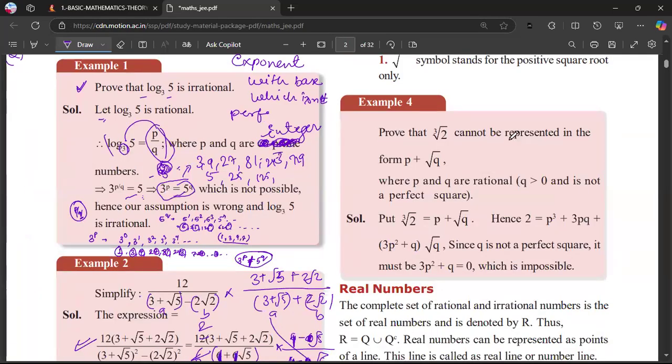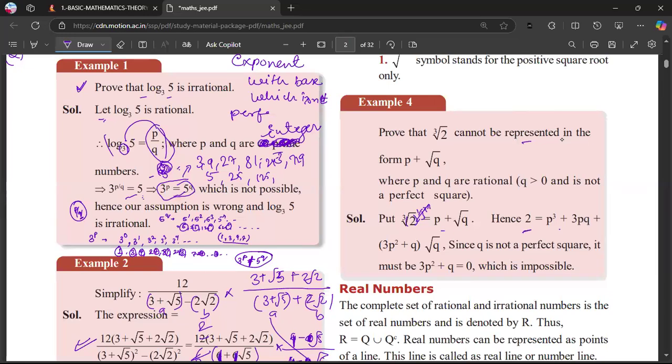Example number 4, prove that this cannot be represented in p plus root q form. Okay, so whatever we have to prove to be in a certain way, sometimes we will just assume the opposite of it, and then show how this is possible or not possible by solving some further calculations. So they have just assumed it as p plus root q, and after that they have cubed on both sides. So 2 raised to power 1 by 3, after cubing the power will become 1.